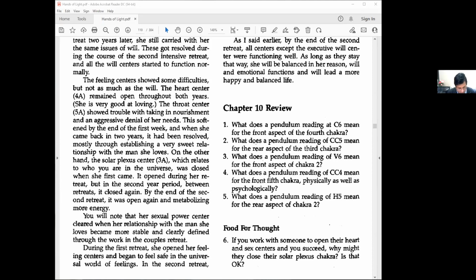If you open the heart and sex center, the heart center is for the sex chakra. Okay, we'll have to read the notes and work on this.